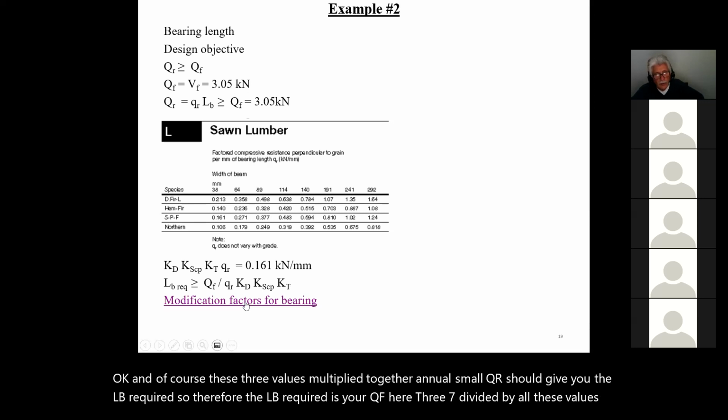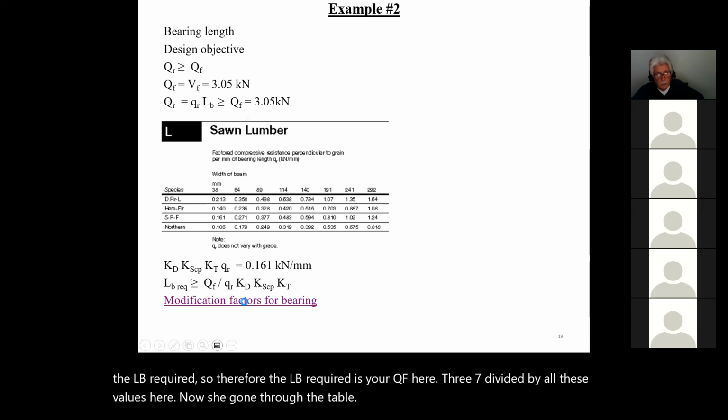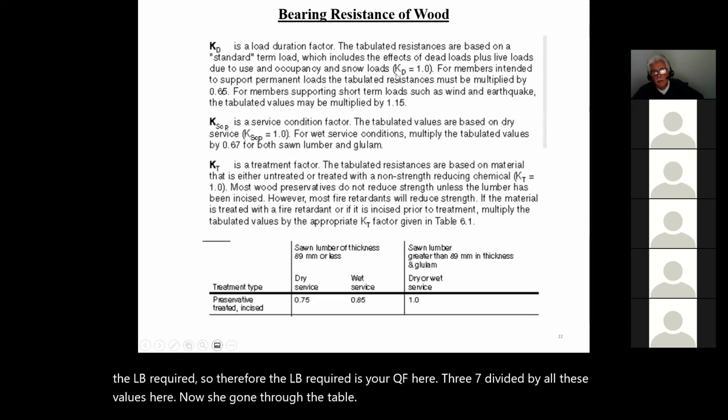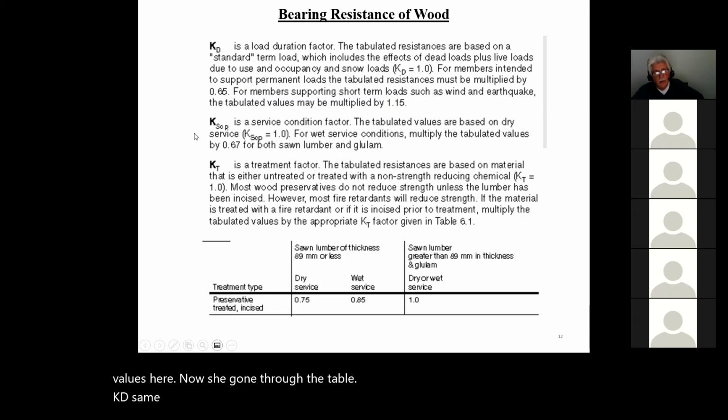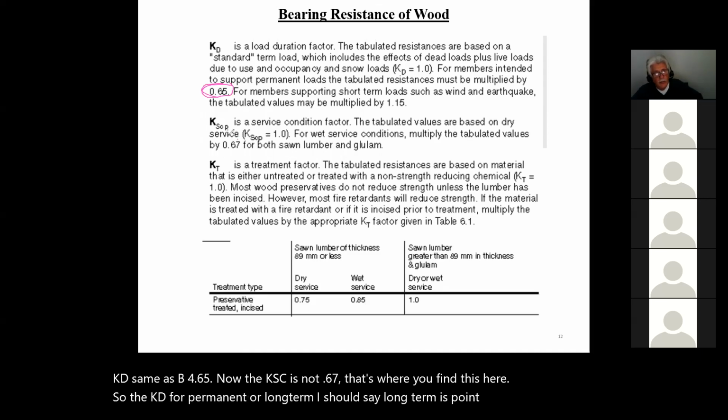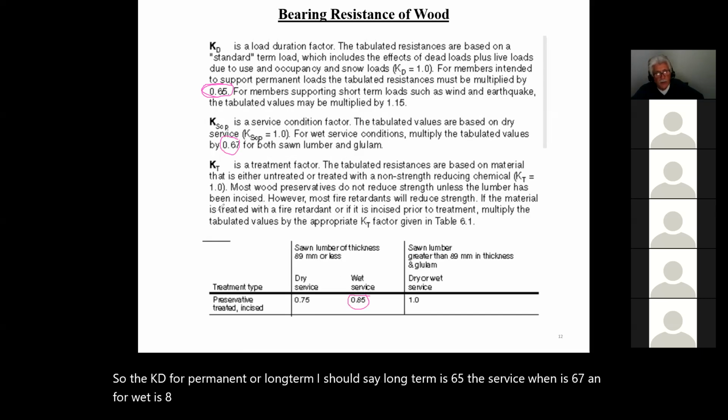Now, if you come to the table, KD, same as before, 0.65. Now the KSC is 0.67. That's where you find this here. So the KD for permanent, or long-term, I should say, is 0.65. The service one is 0.67, and for wet is 0.85. So that's where I get my KT value for wet. If it was dry, it would have been different.